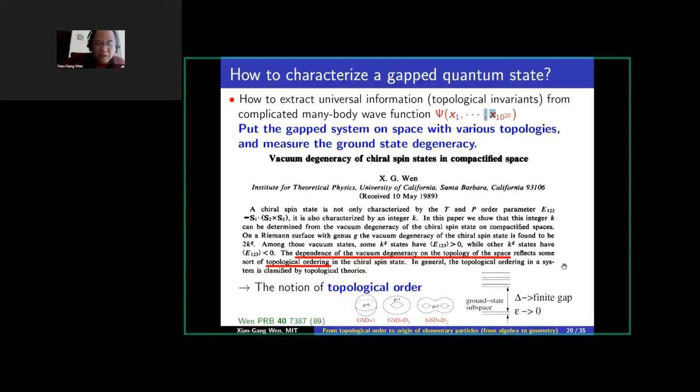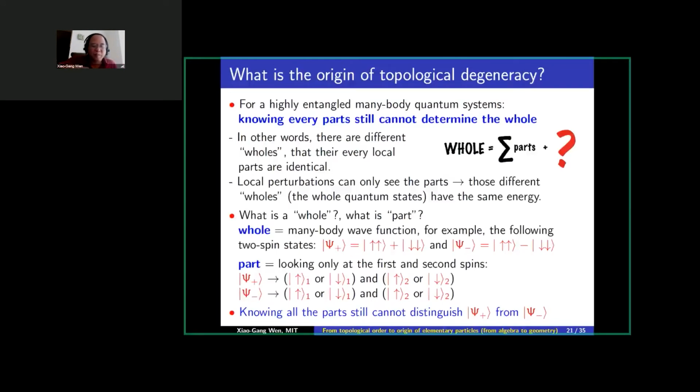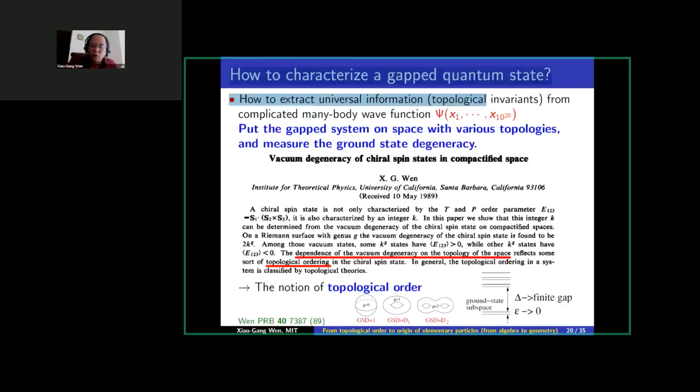And that actually led to topological order. This many-body wave function characterized by this ground state degeneracy is a topological order. But then you may ask: why do we have a degeneracy? Before this, people thought that if your Hamiltonian has no symmetry, a generic Hamiltonian, the ground states are unique. There's no degeneracy. Why do we have degeneracy? The degeneracy should only be accidental. We should not have degeneracy.